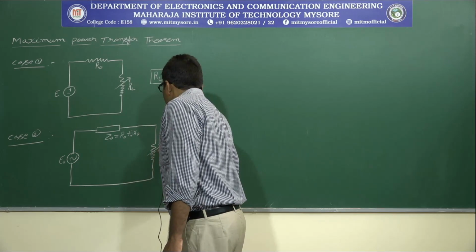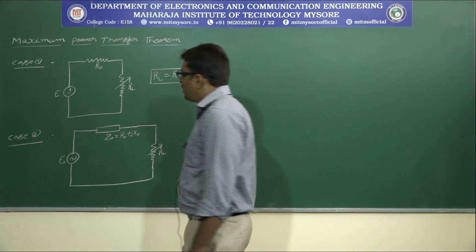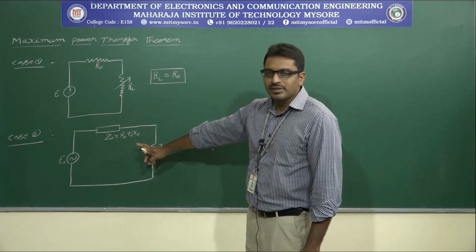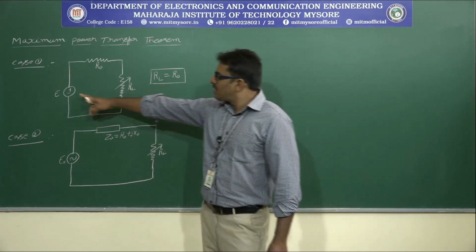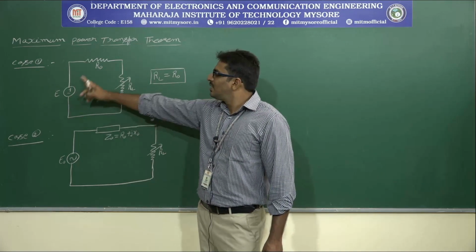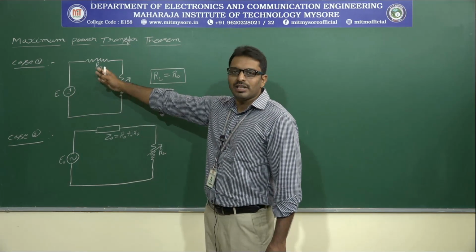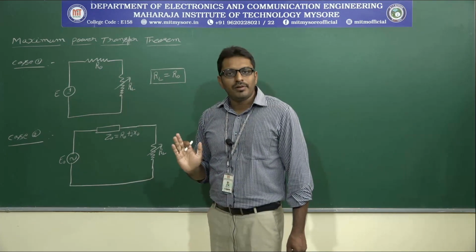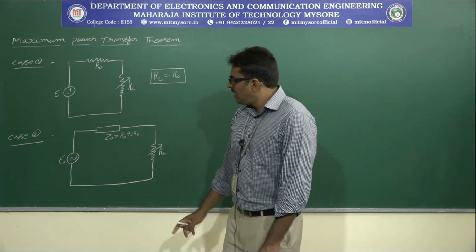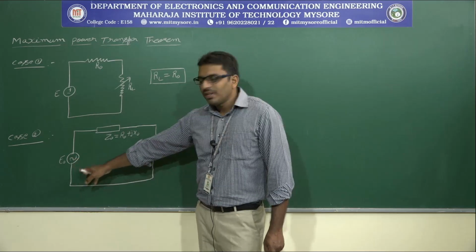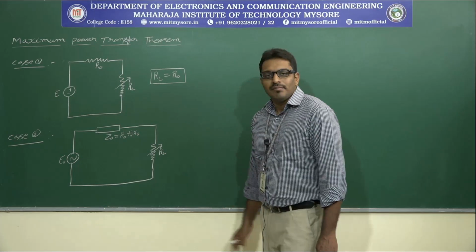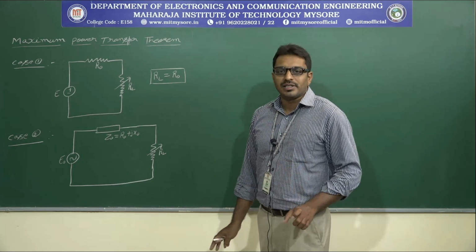connected across variable load resistance RL. Just see the difference between the case 1 circuit and the case 2 circuit. In case 1, what is the type of source? A DC source connected in series with the internal resistance R0, connected across variable load resistance. In case 2, an AC source with internal impedance Z0 is connected across the same variable load resistance.